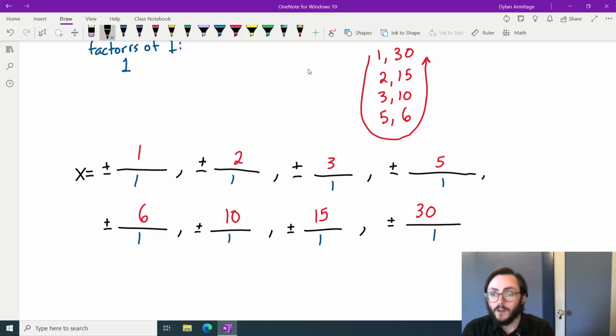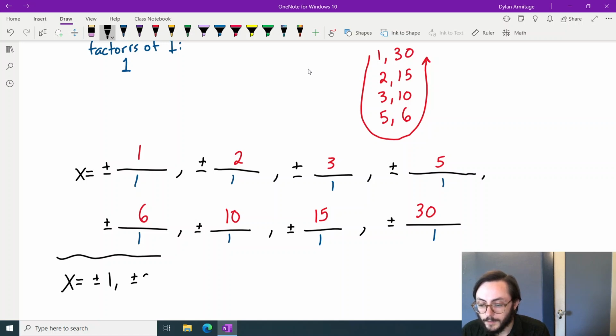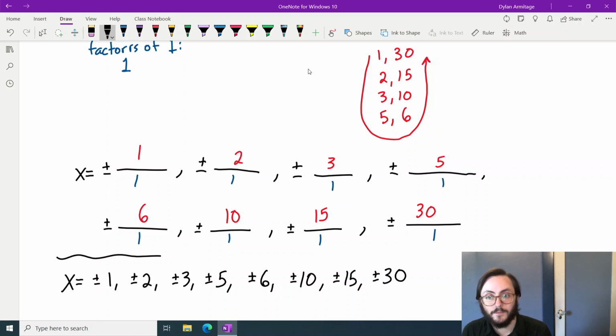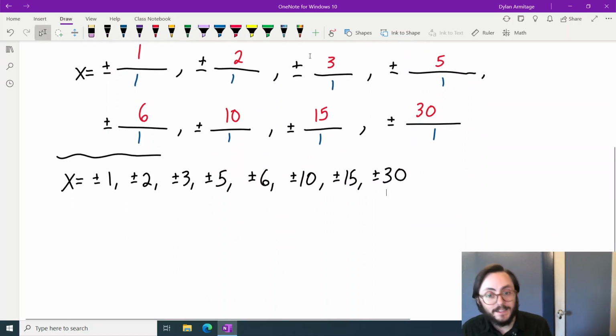Once we simplify this, all of our solutions look like plus or minus 1, plus or minus 2, plus or minus 3, plus or minus 5, plus or minus 6, plus or minus 10, 15, and 30. So those are our 8 possible rational solutions to this. Now we need to test them.